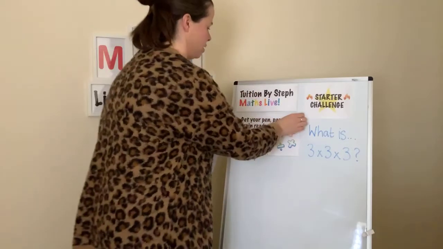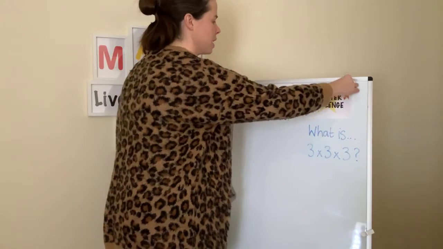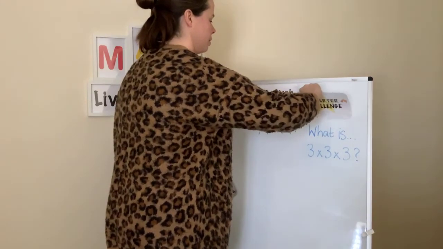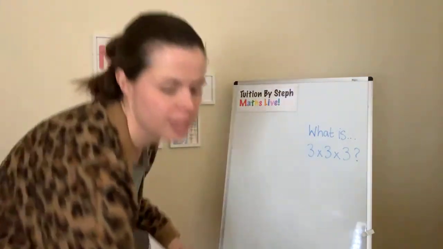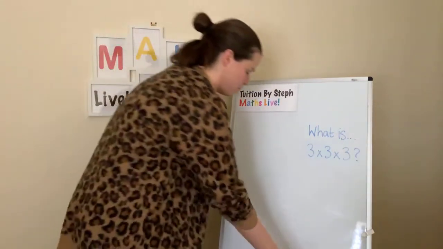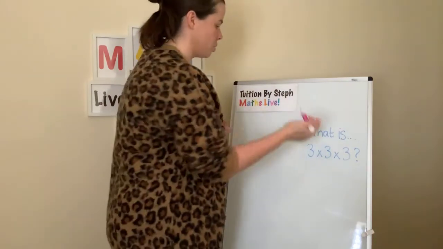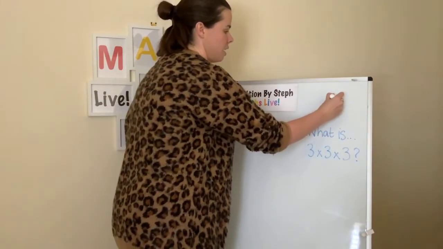So if you've tried the challenge, good, well done. The challenge question is, what is 3 times 3 times 3? So we're doing a bit of a multiplication warm-up. Okay, so let's put that down here. And I'll put my paper down there for now. So 3 times 3 times 3. This is finding out a cubed number. So this actually means 3 cubed.